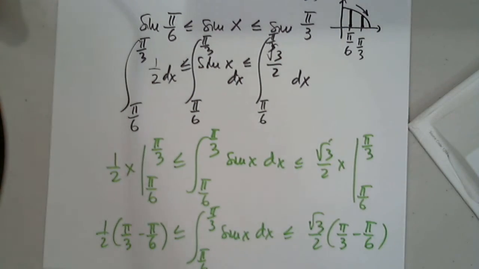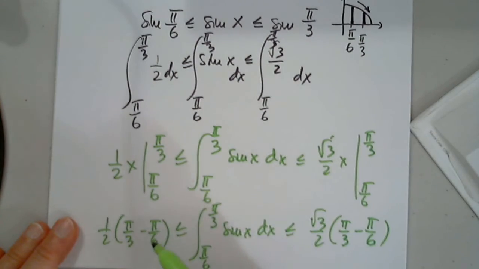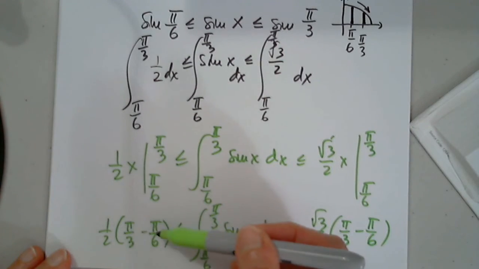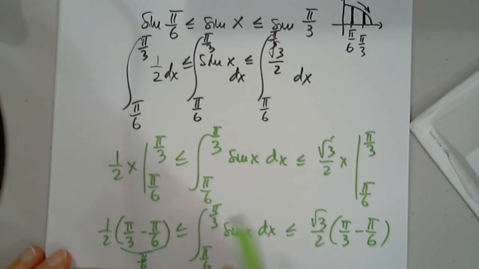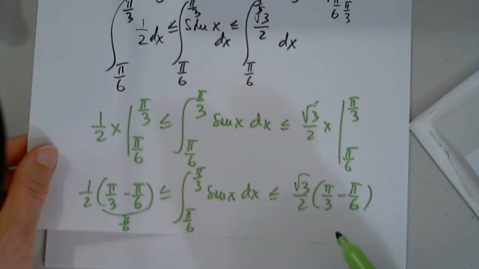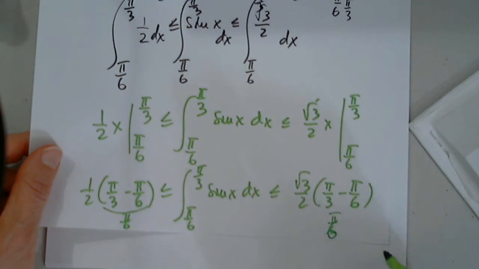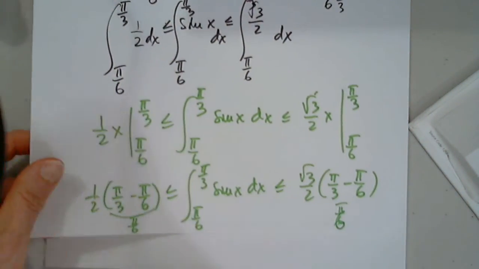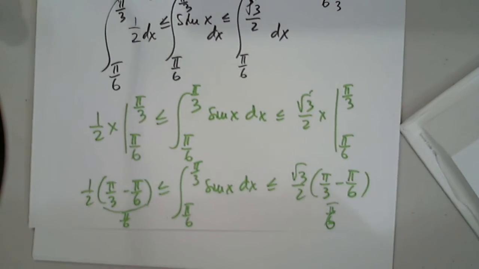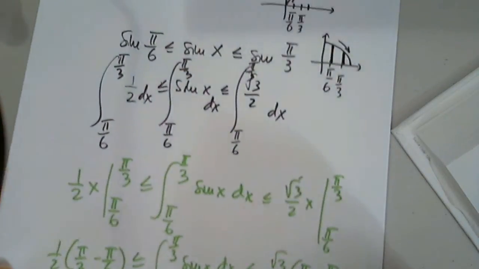It turns out that, where is my problem? Right here. It turns out that pi over 3 minus pi over 6 is pi over 6. This is 60 minus 30, right? So this is pi over 6. That's why we have here pi over 12. And this is again pi over 6. That's why we have here the square root of 3 pi over 12. So the inequality was proved. Any questions? I would like to move on then.